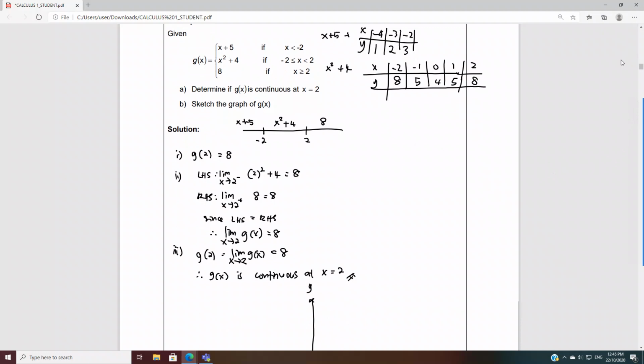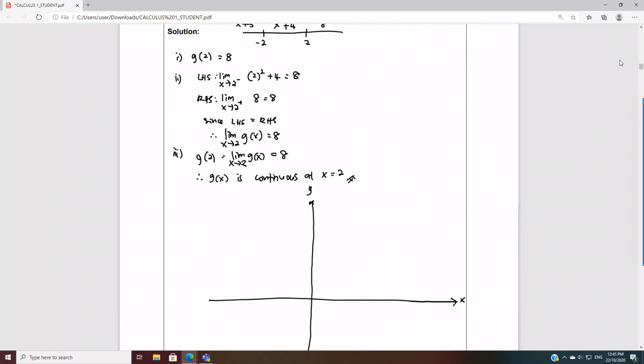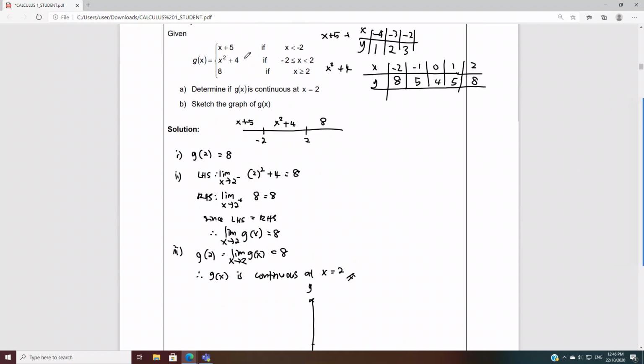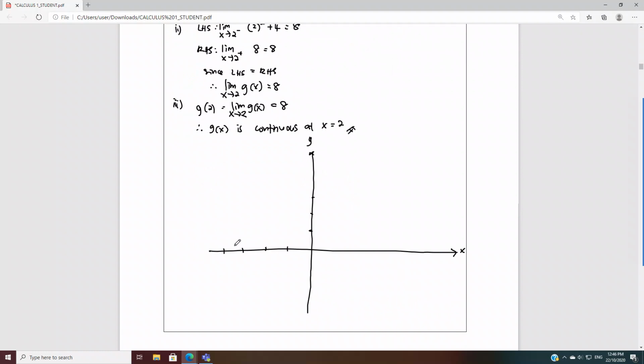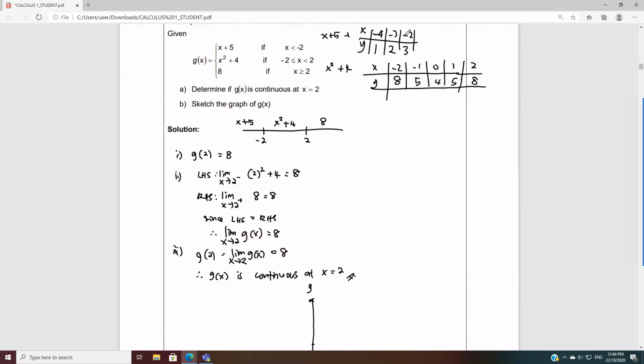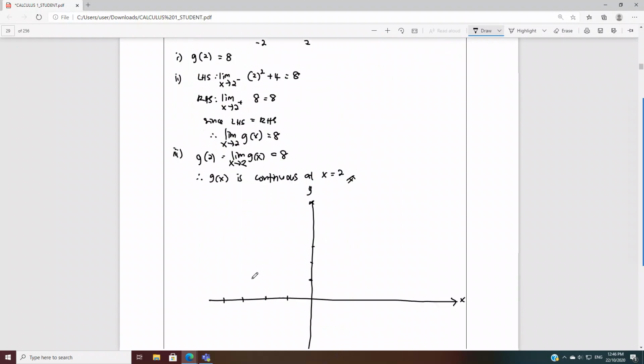Okay, so kita lukis graf. Okay, bila negatif 4, let's say negatif 1, 2, 3. Okay, ni 1, 2, 3. Okay, so bila graf X plus 5 ni, dia straight line kan. Okay, so bila awak tengok trend dia, dia increase. Kan, daripada sini dia increase. Okay, so maknanya graf dia sampai dekat negatif 2 tu dia increase lah.